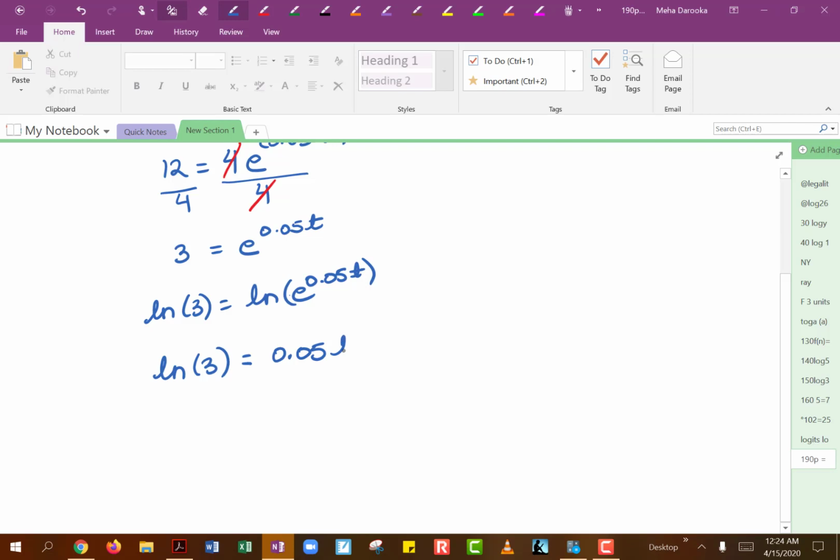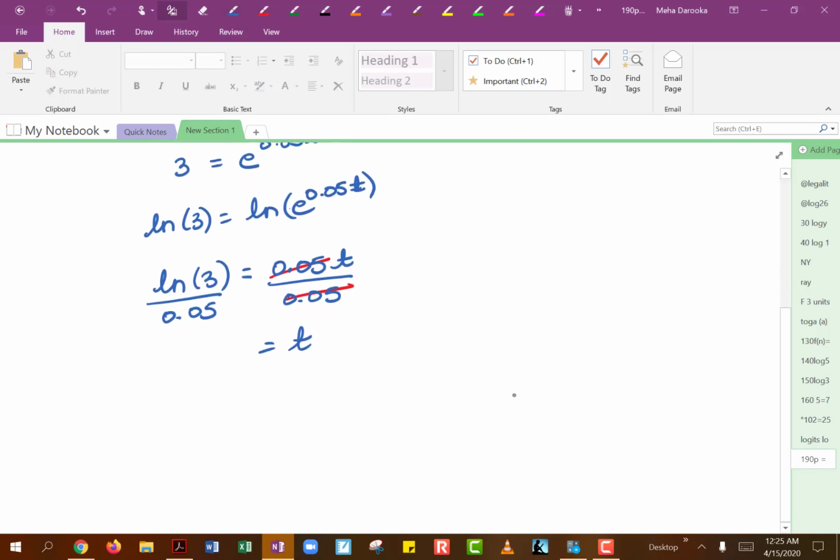And then of course it makes it very easy for us to find the value of t, right? Because now that it's come down to the base level, all we have to do is divide both sides by this 0.05 to get t by itself. And now you can just put this in your calculator. So just type in natural log of 3 divided by 0.05. Just make sure if your calculator opens a parentheses for natural log, make sure you close that parentheses after 3 before you do the division with 0.05.